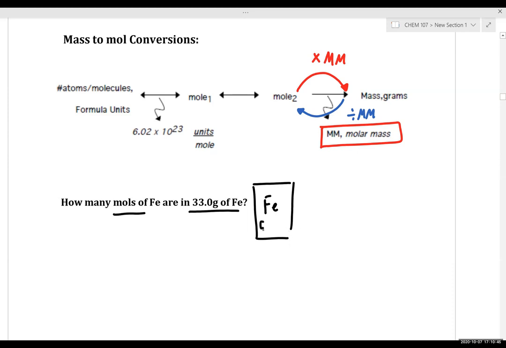55.85. Okay. Yep. And what would the units be? What would the most useful units be for the molar mass for this problem? If we're starting with grams and we want moles, what units should this molar mass have? Gram per mole. Yep, exactly right.